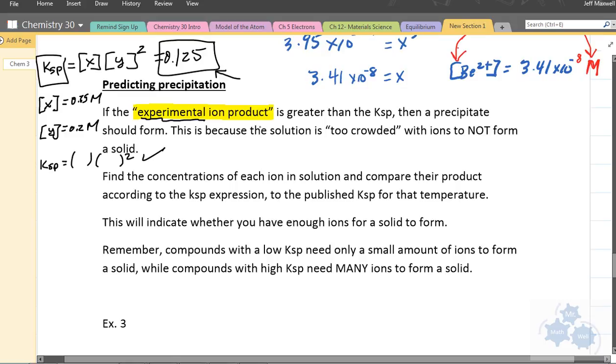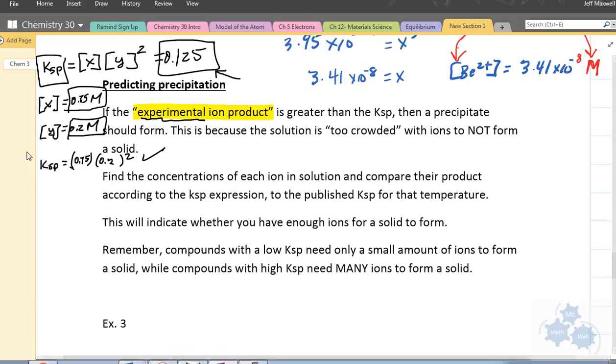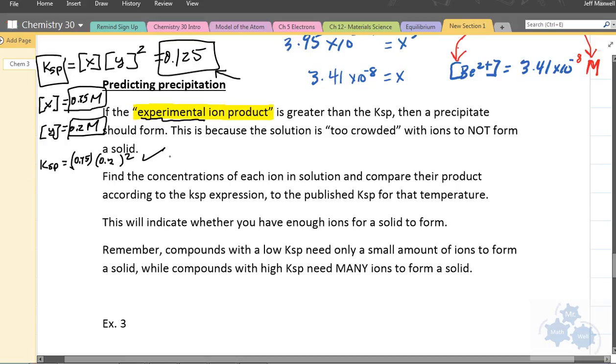So let's figure it out. The experimental ion product would be the actual concentrations that we would determine in the lab. And so for X, it's 0.75. So we put 0.75 in there. And for Y, it's 0.2. And then we find our experimental ion product. And this is also called the trial Ksp. So you might want to write this down in your notes: the experimental ion product is the trial Ksp. Those are the terms that you'll hear.